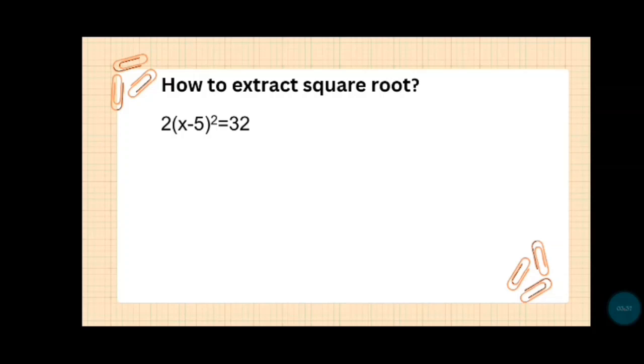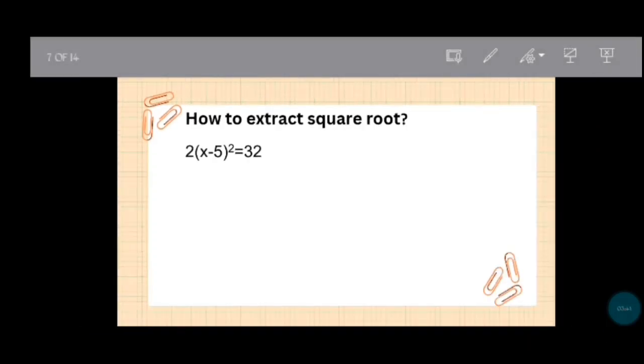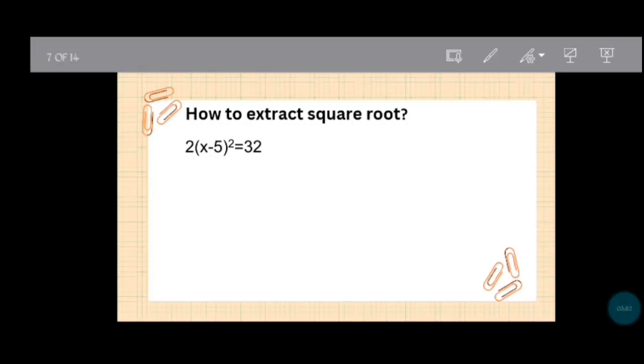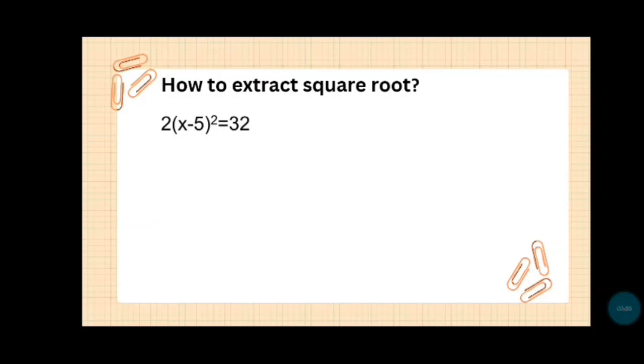What if you are given this kind of problem or example? This is 2 times the quantity x minus 5 raised to 2 is equal to 32. So, first, we have to divide both sides by 2 para makancel natin si 2. So, now we have x minus 5 squared equals 16.